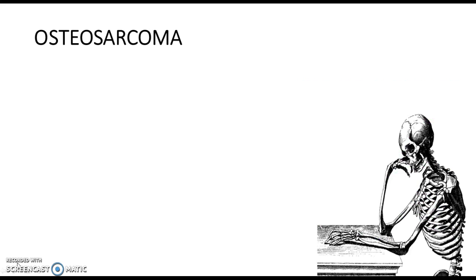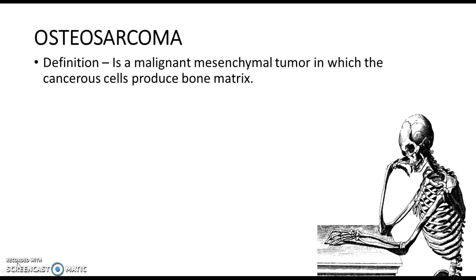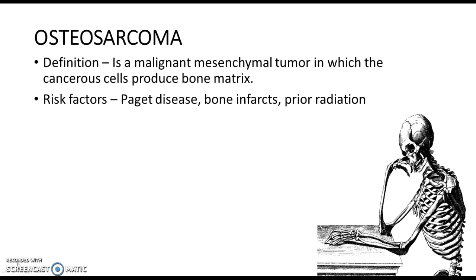So now, what is an osteosarcoma? By definition, it is a malignant mesenchymal tumor in which the cancerous cells produce bone matrix. The risk factors range from previous history of bone diseases, including Paget's disease, which is a metabolic bone disorder, bone infarcts, and also exposure to radiation. The major sites, as shown before, are the knee, followed by the pelvis and the shoulder.